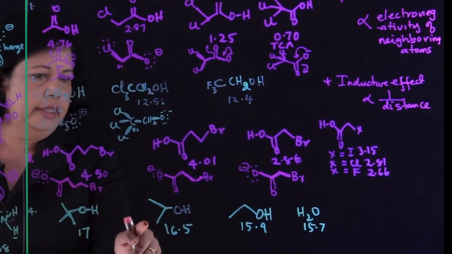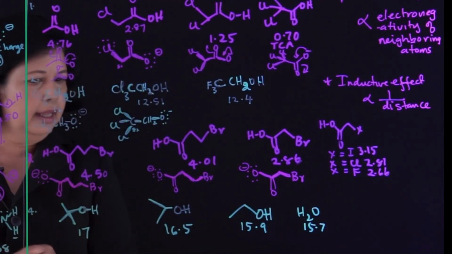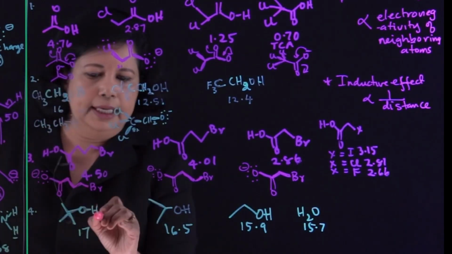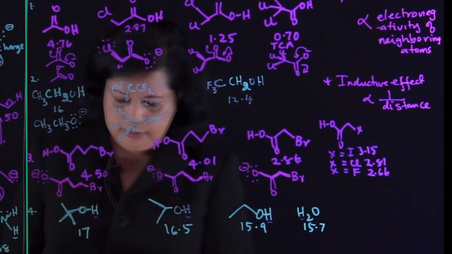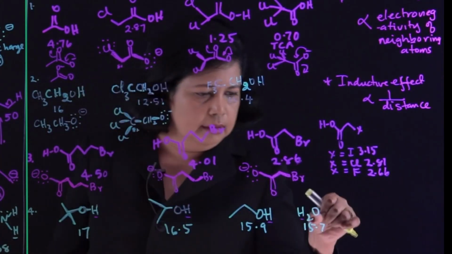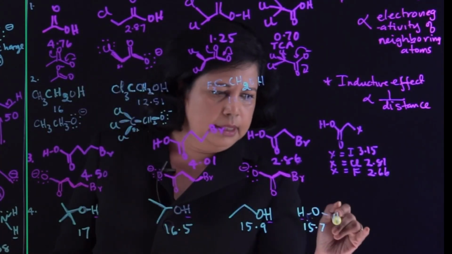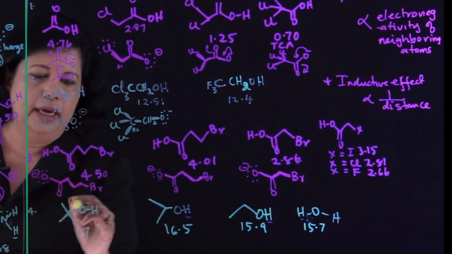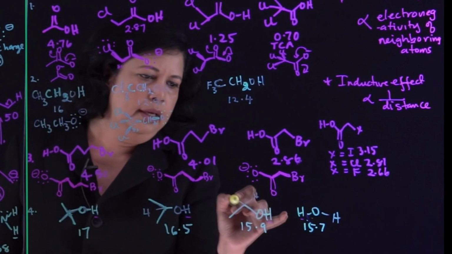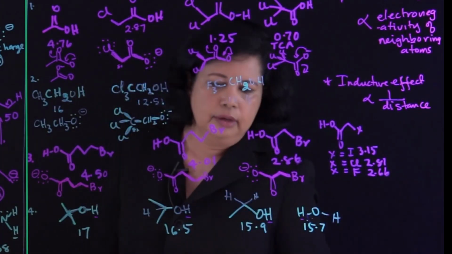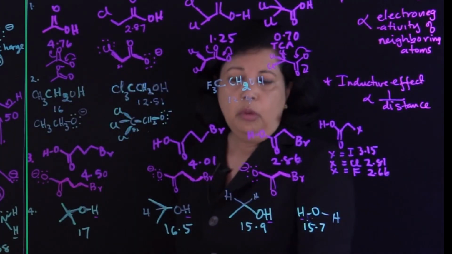Let's look over here. They're all alcohols, OH. So we're looking at the hydrogen dissociation. And, well, why is it that certain alcohols are more acidic than others? Here you have a tertiary, secondary, and primary. And then you can have methanol, of course. And then you'll have water.